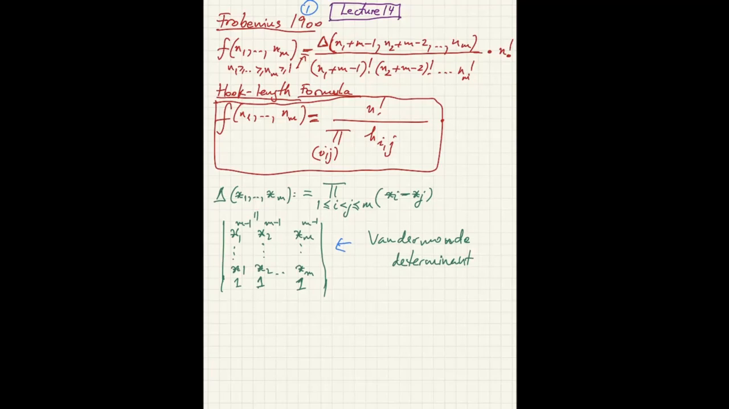So let's see some simple applications of the hook length formula. Some simple examples. Let's say n equals 4, and we're looking at the shape of this form. Now we can write the possible tableaux that we have for this. So you can have 1, 2, 3, and 4. You can have 1, 2, 4, and 3.